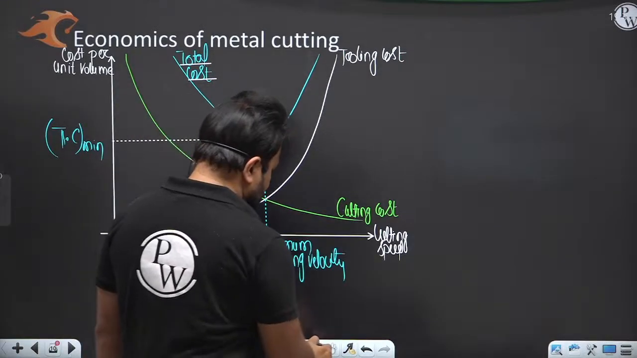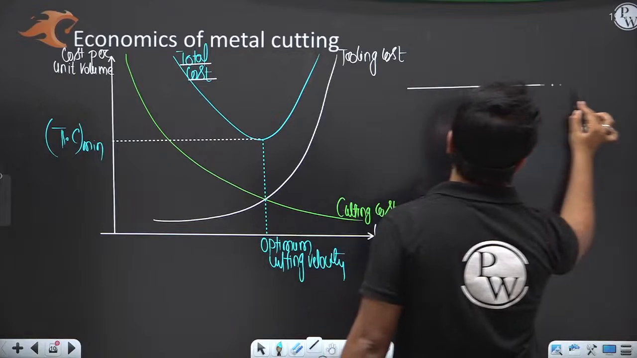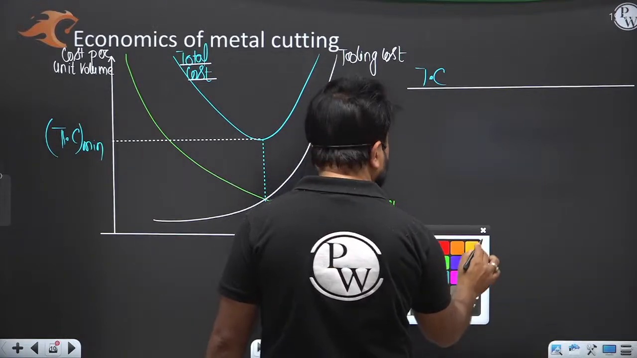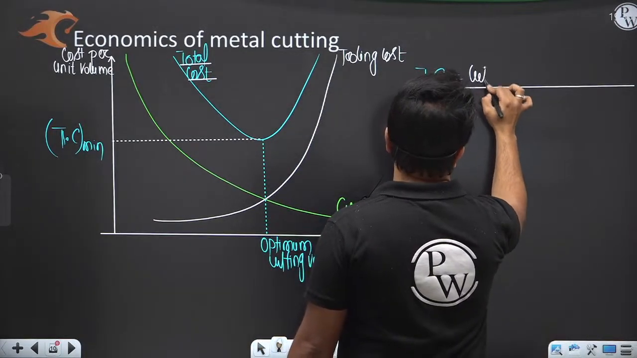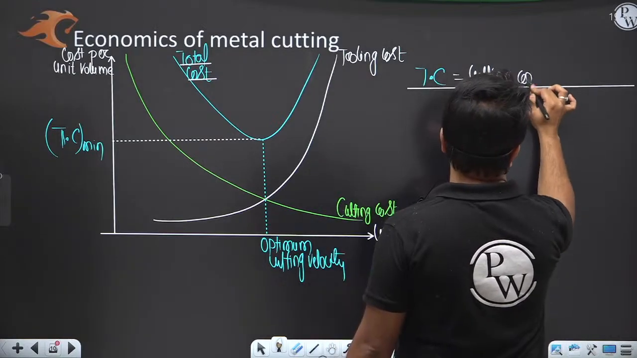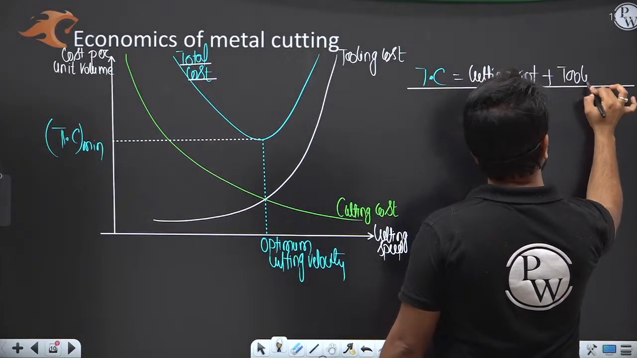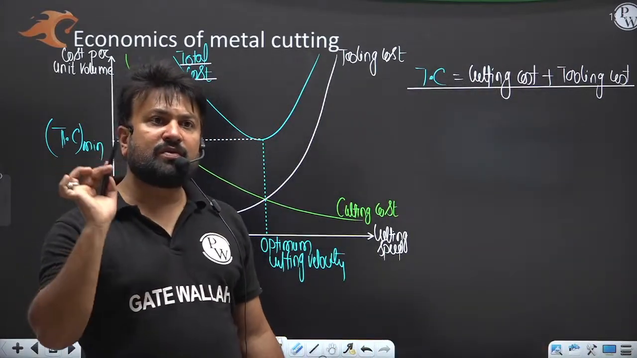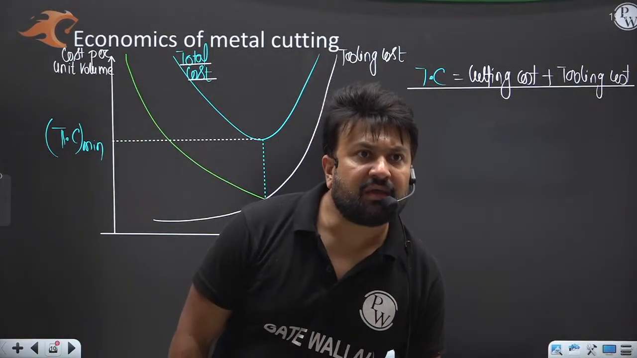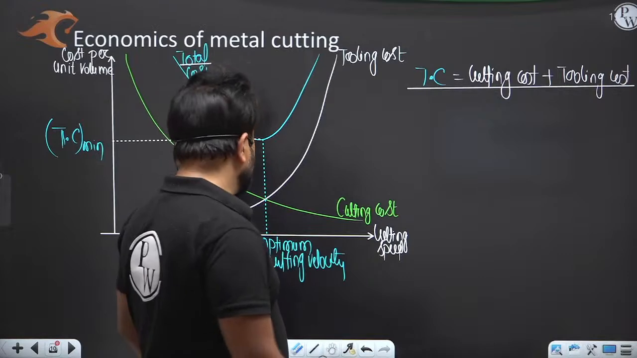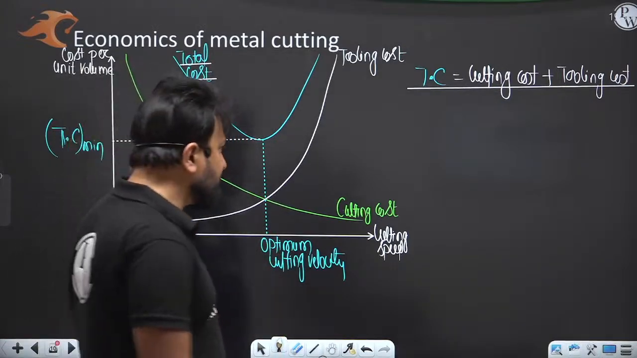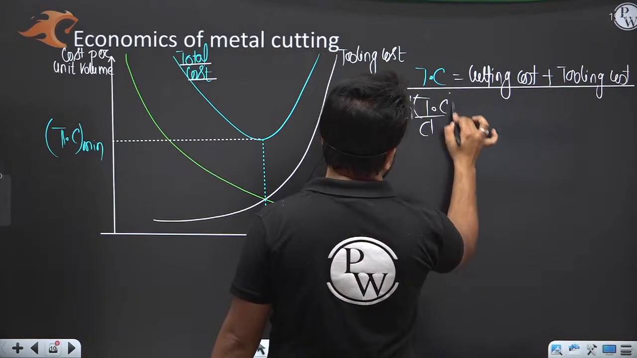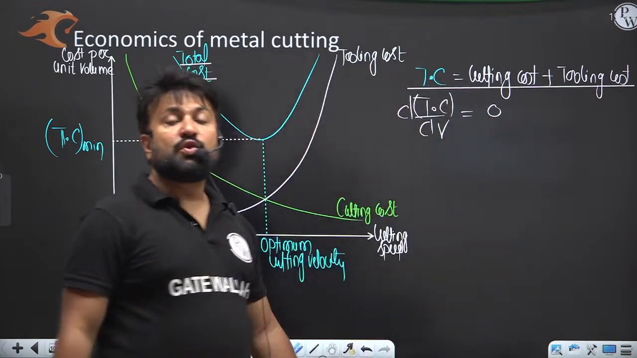So overall we can write that the total cost will be equal to your cutting cost plus tooling cost. Now we want to know that optimum velocity where we are getting the total cost minimum. So we have to differentiate the total cost with respect to cutting velocity, and put it equal to 0, and you will get that velocity.